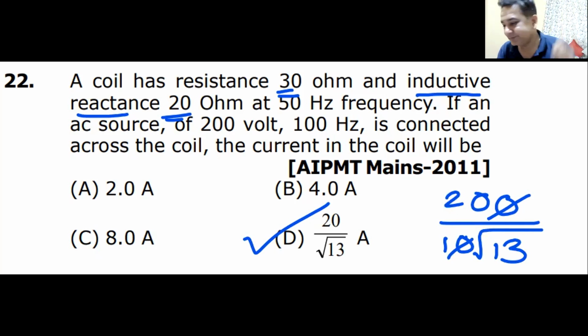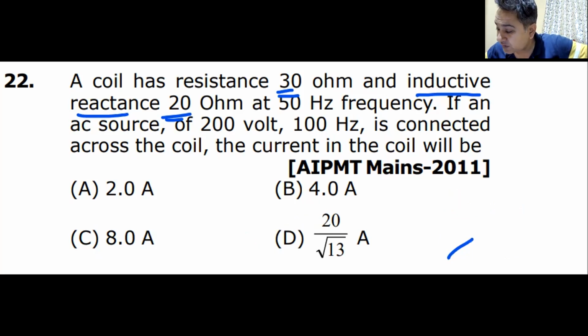But there is a small problem here. The answer is not D. So this is all wrong, so I'll just rub it off. The blue one is all wrong. What is the problem? The problem is this. The 20 ohm reactance is at 50 hertz, but I am connecting it to 100 hertz.